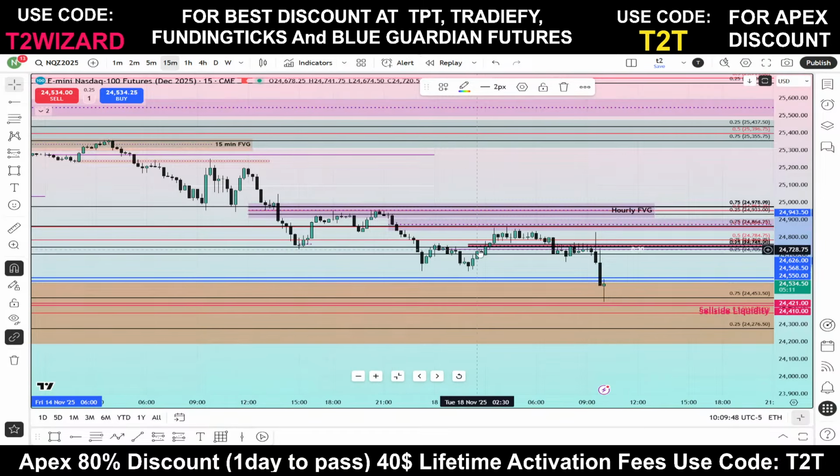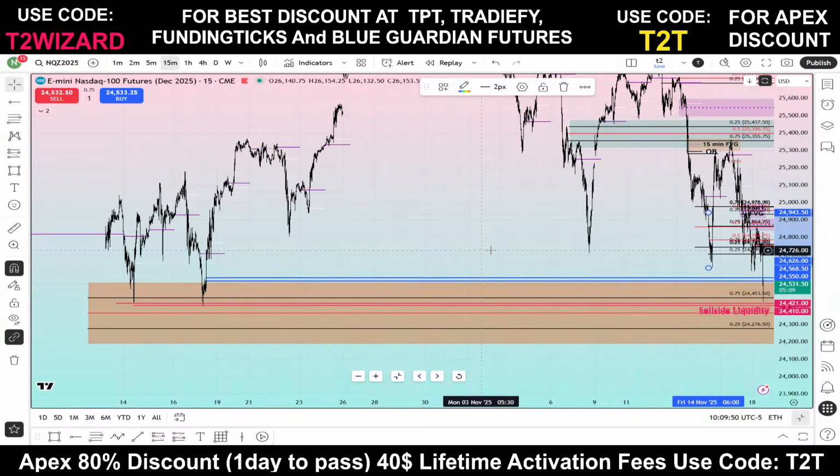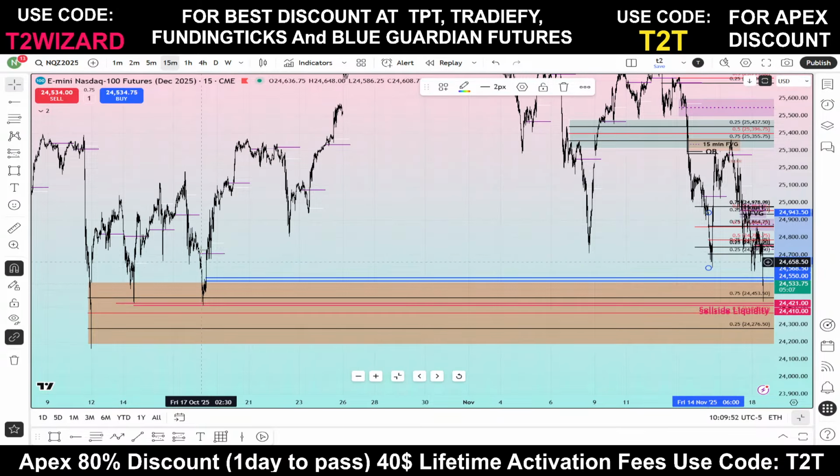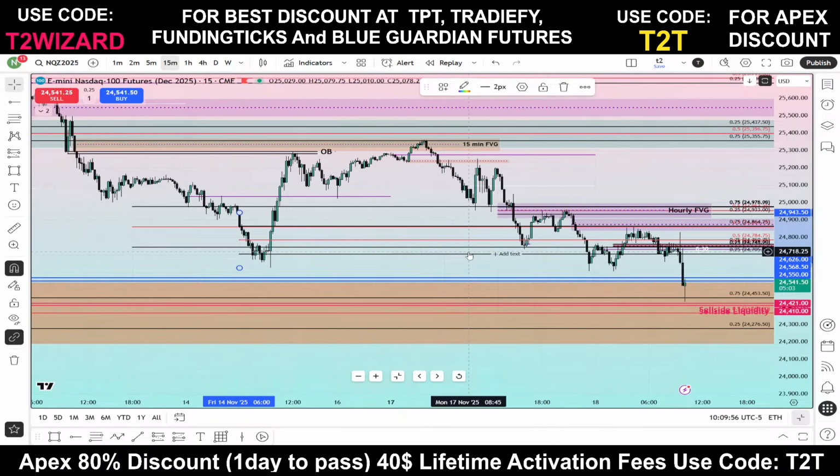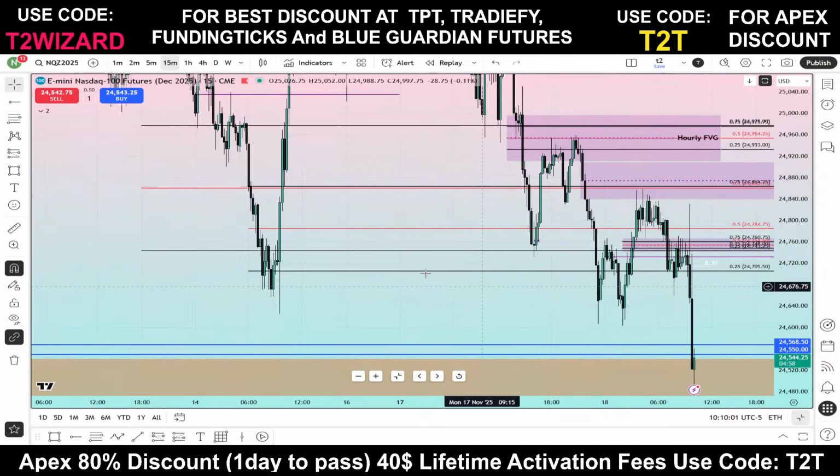Coming to the 15-minute chart. Okay, so this is that area where I was talking about. Sorry, not that area. I think it was here. It was here. Okay, so that area is the week 50% from the 4-hour chart. That is the week 50% from the daily week. 4-hour week 50%, daily week 50%. This gap, that gap was my target for yesterday.